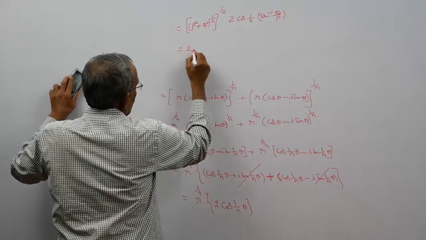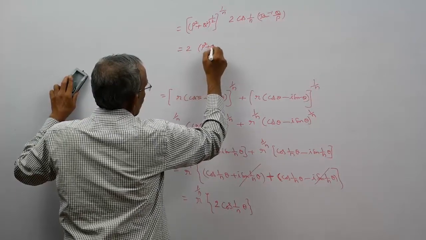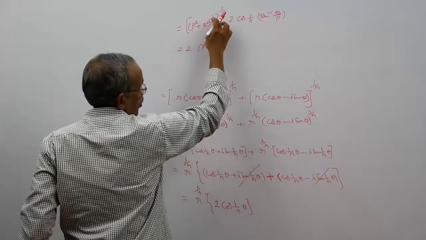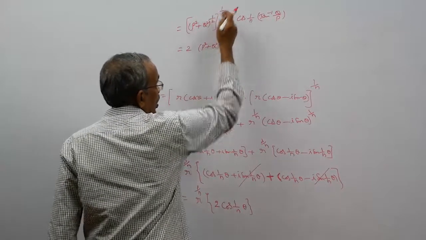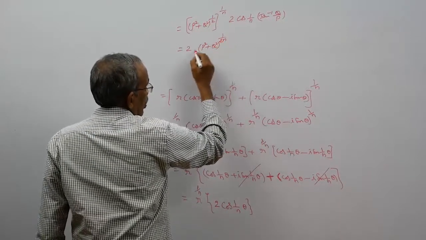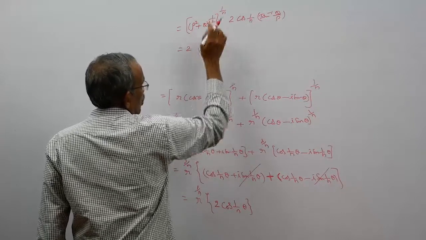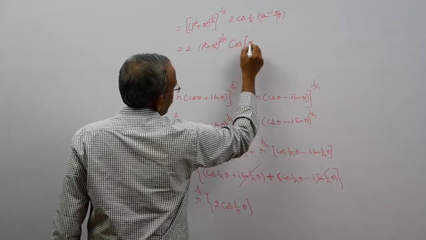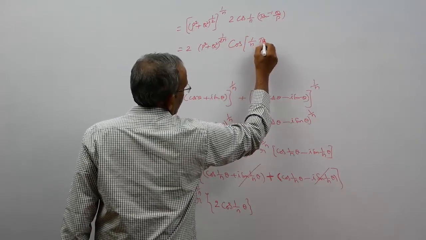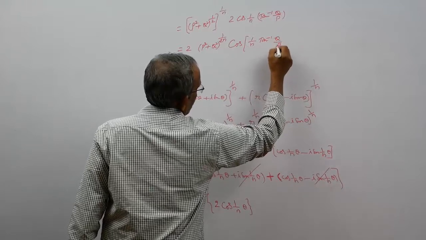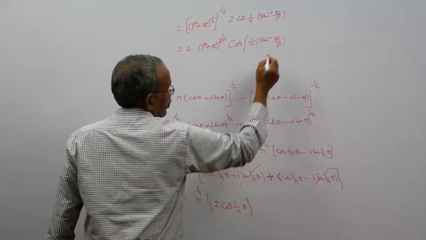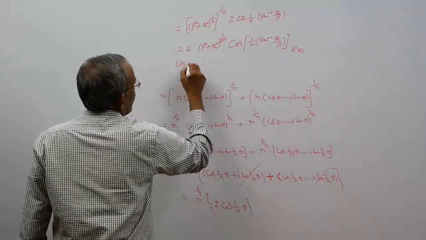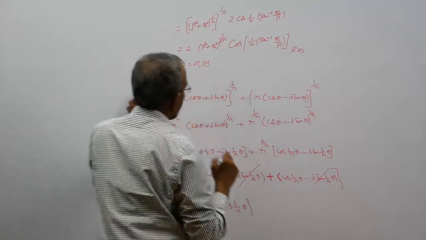This is equal to 2 into (p square plus q square) whole to the power of 1 by 2 into 1 by n, using (a to the power of m) whole to the power of n equals a to the power of mn. Then we get 2 into (p square plus q square) whole to the power of 1 by 2n into cos of 1 by n tan inverse q by p. This is our RHS. Therefore, LHS is equal to RHS.